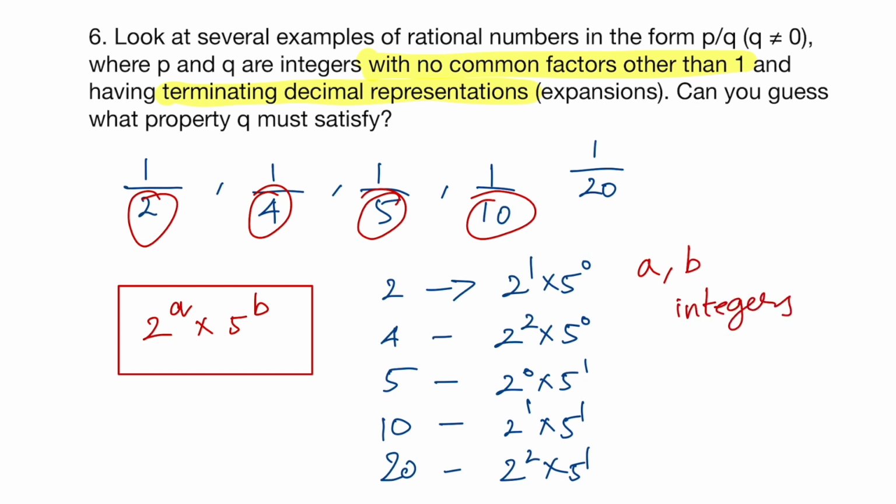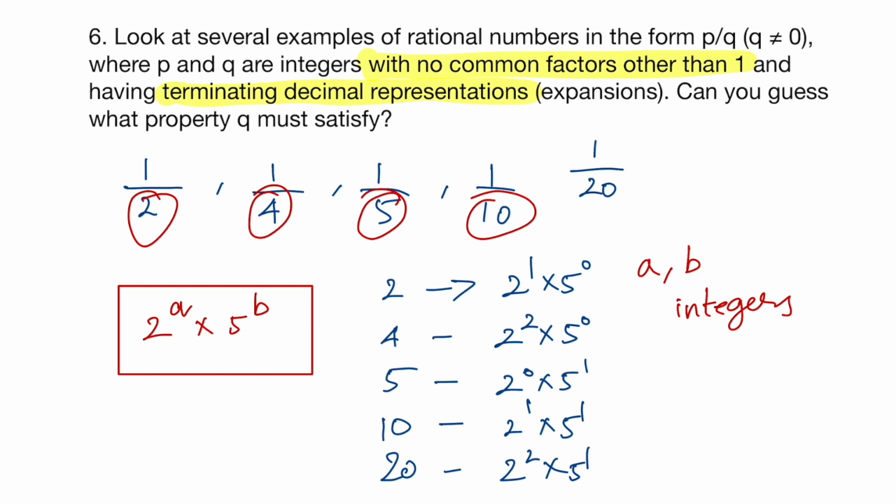A and b are integers. Okay, and it is of the form 2 power a into 5 power b, the value of q, where p and q have no common factors. Now all these examples that we have taken above have no common factors with p and q, and also they are rational numbers and they have terminating decimal representations.